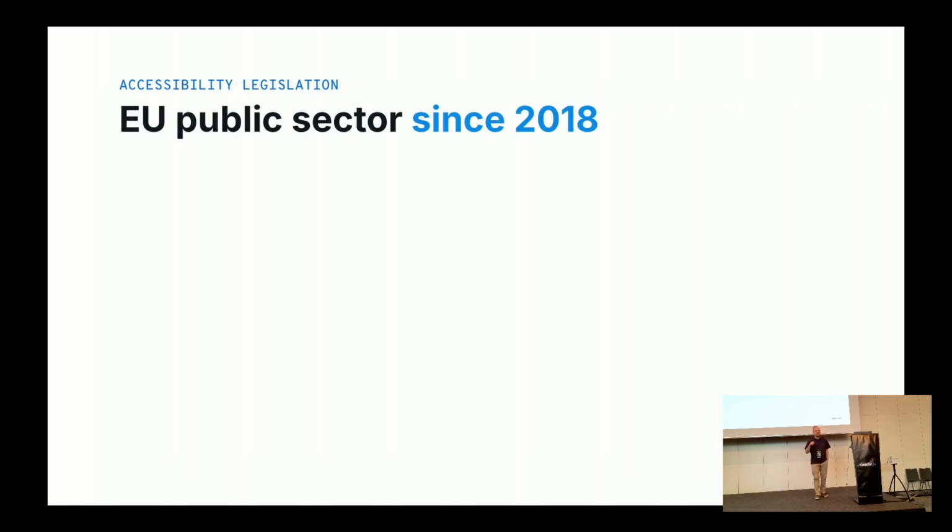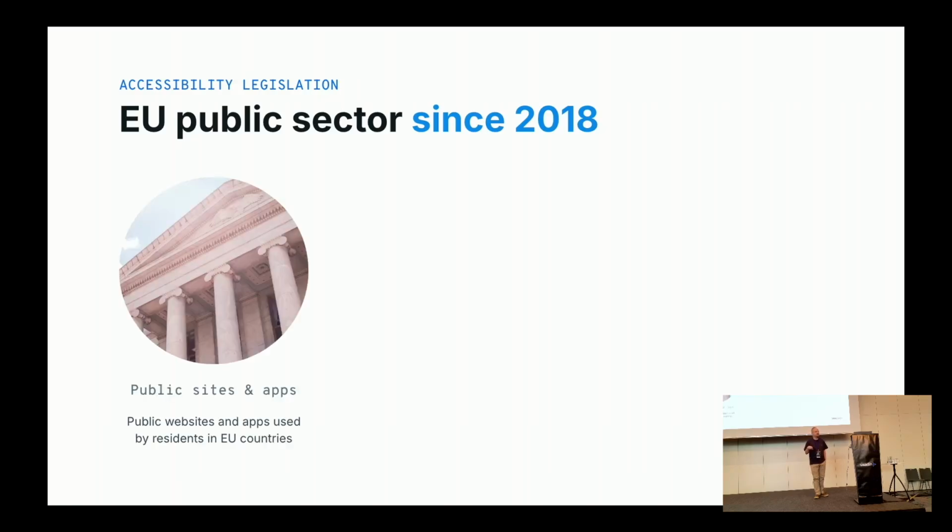So since 2018, all public sector applications and websites have been under an EU accessibility requirements directive. So that means that any public websites, any public applications that are provided by public institutions like the government or whatever, and for the use of the citizens, for the general public of an EU member state, must comply with accessibility regulations. I'm pretty sure you all know this.